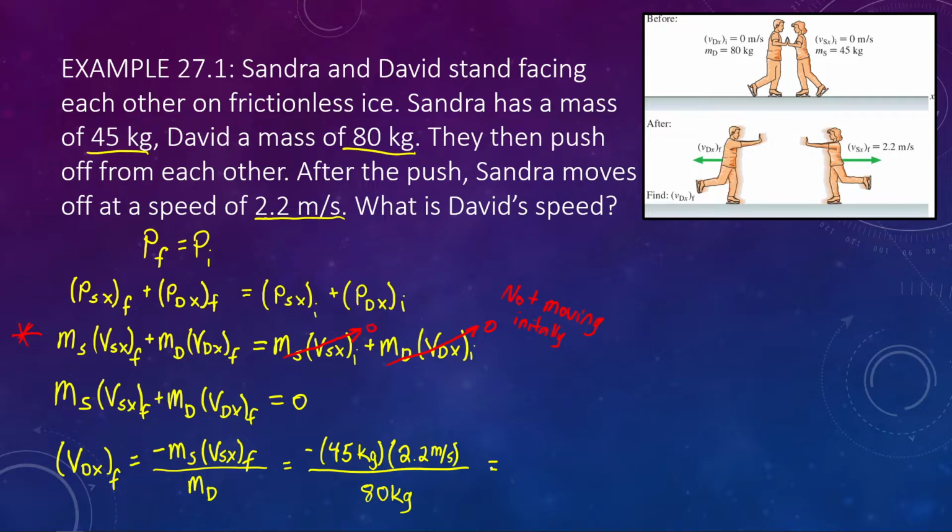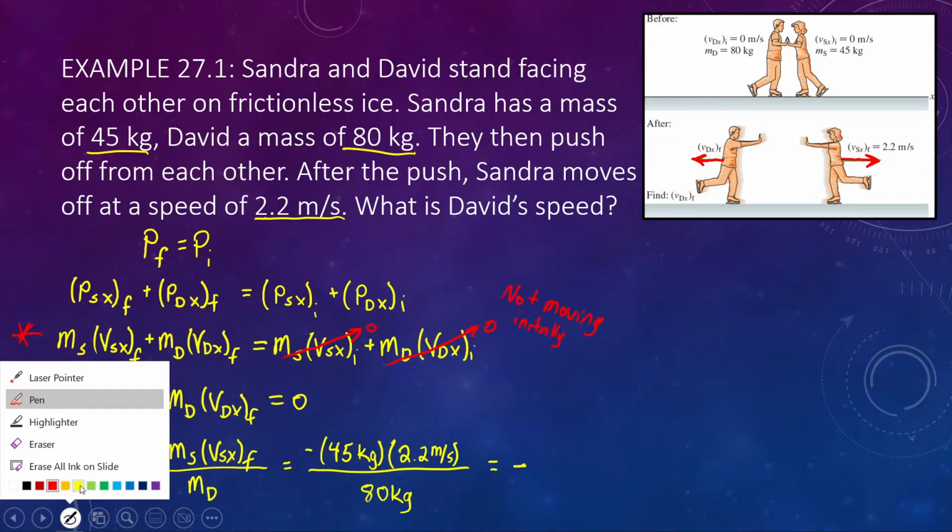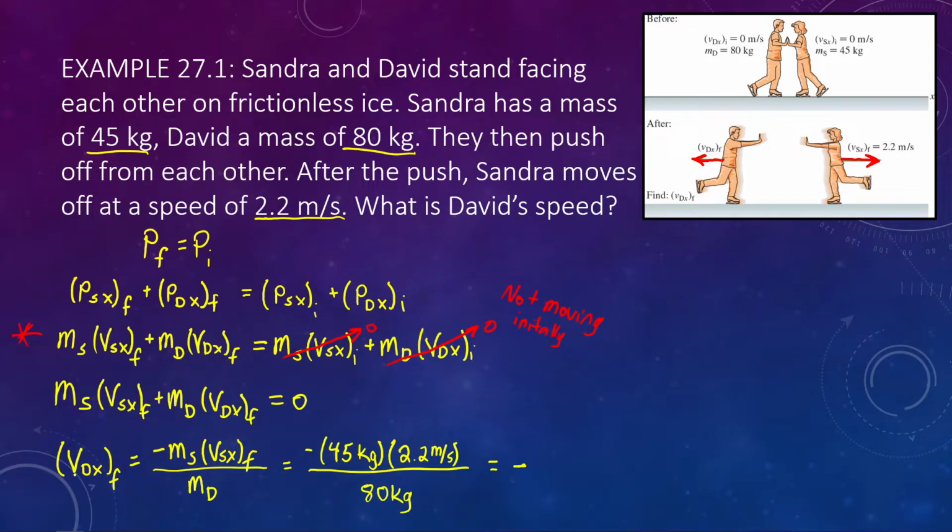Two things to note while we're here. We are going to get a negative value. That does make sense because look at the picture. If you're looking at this, Sandra is moving off at a positive 2.2 meters per second. So David is going to move in the opposite direction, the negative direction, to the left. So it does make sense that we have a negative value here. So sometimes negatives freak people out. It's okay. It makes sense in this problem.